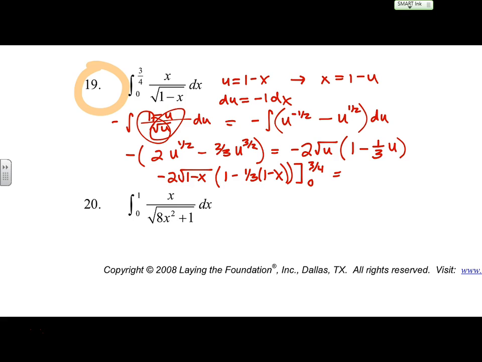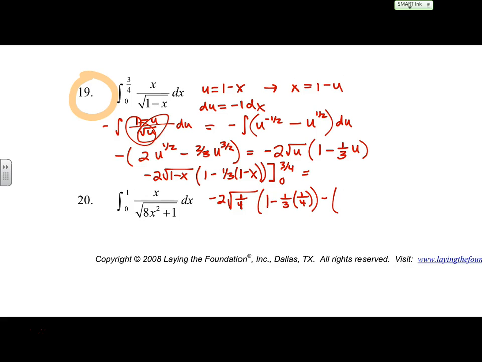So plugging in 3/4, I get negative 2 times the square root of 1 minus 3/4, which is 1/4, times 1 minus 1/3 times 1 minus 3/4, which is 1/4. Minus, plugging in 0, minus a negative 2, which will be a plus 2. 1 minus 0 is just 1. 1 minus 1/3 times 1 minus 0.